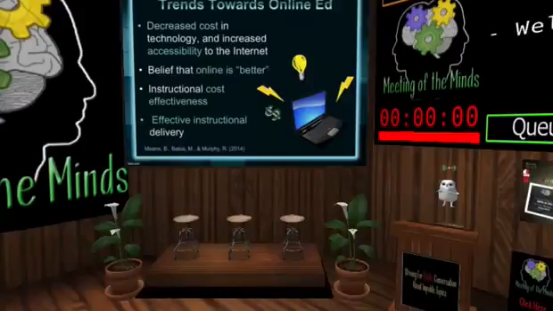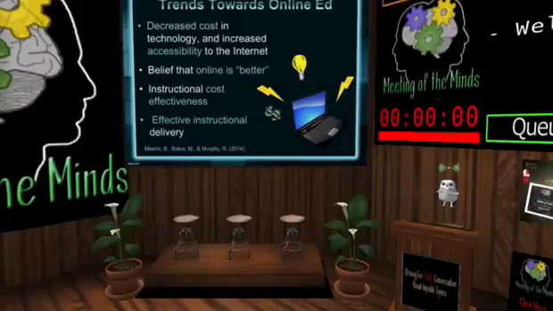Secondly, there is this belief that online is better than face-to-face instruction. Now, studies have actually shown that this is not necessarily true. In fact, what it actually says is that the effectiveness of teaching depends more on the tools and the appropriateness of those tools to online education and learning objectives than it is where it's done, whether it's face-to-face or online.